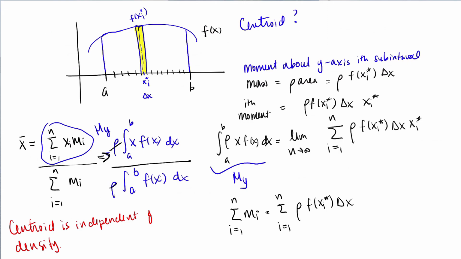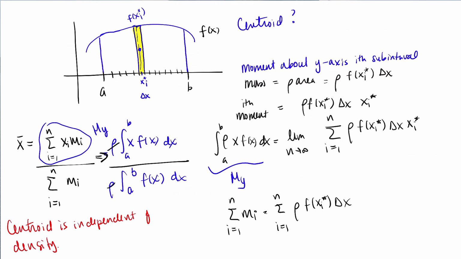If this is a rectangle, then we expect to locate this right in the center. So it is safe to assume that my yi right here is located right in the middle of my rectangle, and this is yi, and this is just 1/2 f of xi star, okay? And that's what we're going to use.